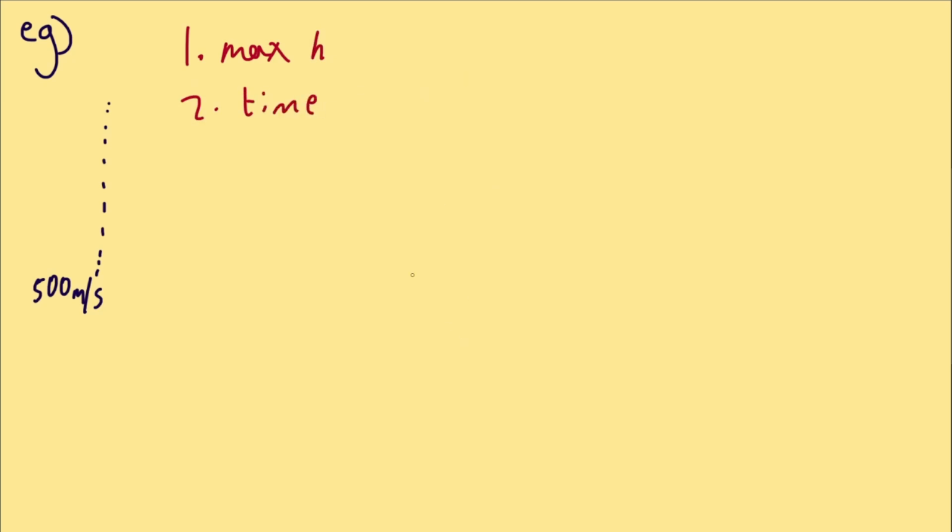Moving on to the final example, which is a bit more complicated, but it's also a lot more fun. Let's say you have a really big rocket and you launched the rocket off the ground with an initial velocity of 500 meters per second. 1. Find the maximum height of the rocket before it starts descending. And 2. Find the total time it took for the entire trip, so up and down.